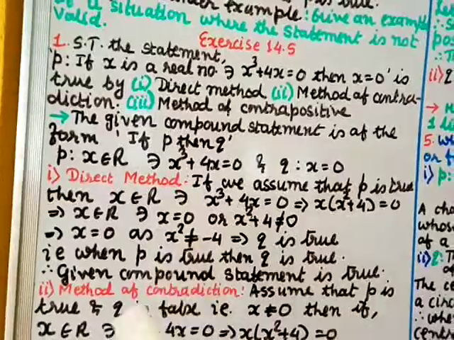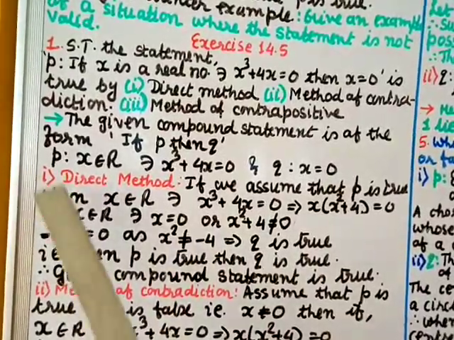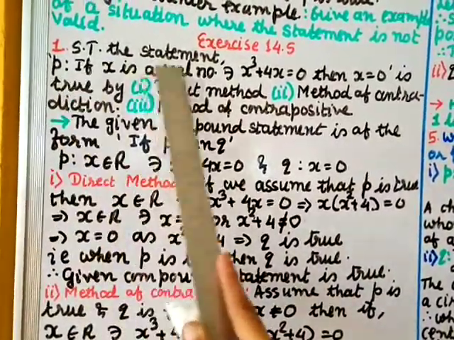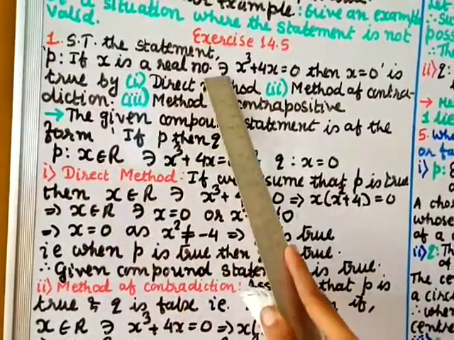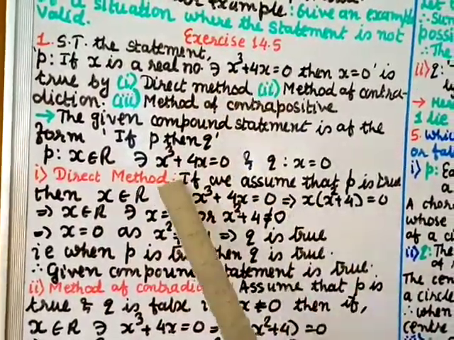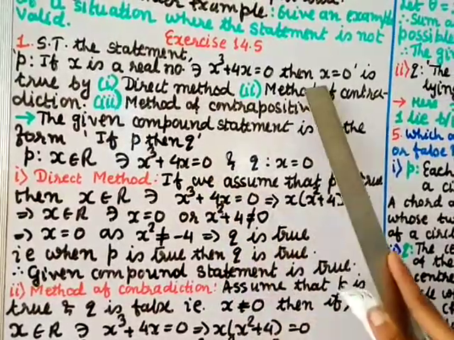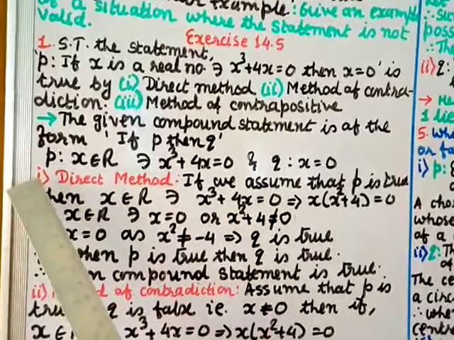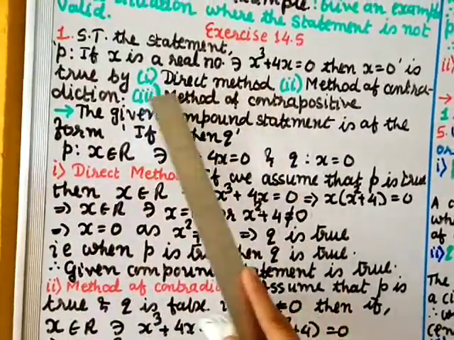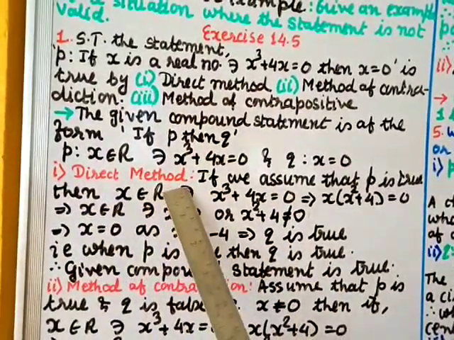So let us write the statements P and Q. Statement P, I can write from here as x is a real number, that is x belongs to R, such that x cube plus 4x equal to 0, and Q will be the second statement, that is x is equal to 0. Method 1 will use the first approach, that is the direct method.